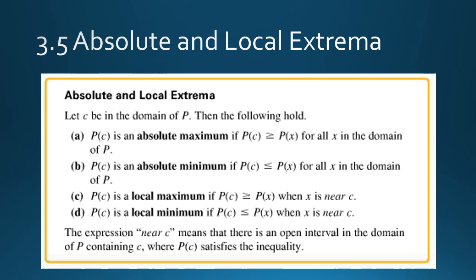If the Y value is greater than any other Y value in the entire function, then that is an absolute maximum. Absolute minimum is the same idea, only it must be the lowest Y value for the entire graph. A local maximum is higher than any point nearby, and a local minimum is lower than any point nearby. Now, the absolute maximum and minimum are also considered local, but they're only considered absolute if they are the absolute highest or the absolute lowest.